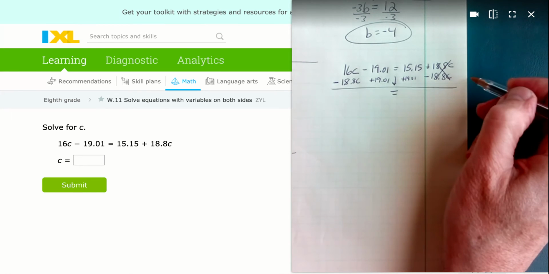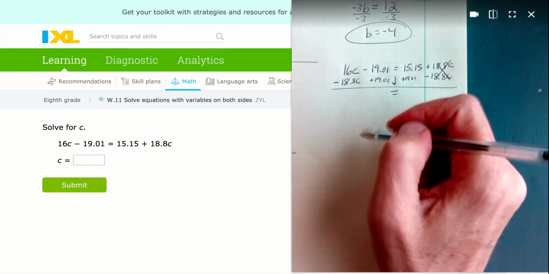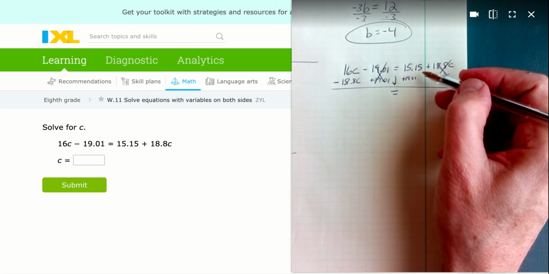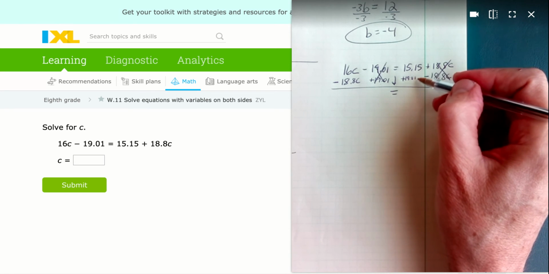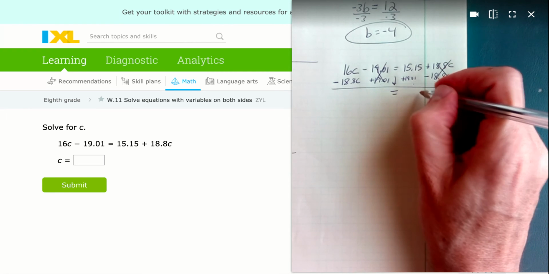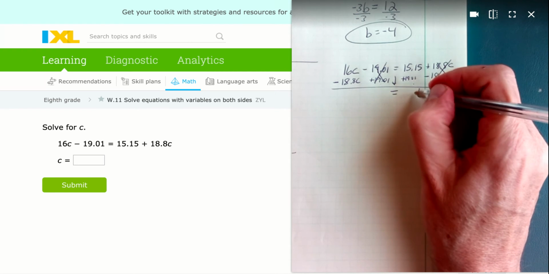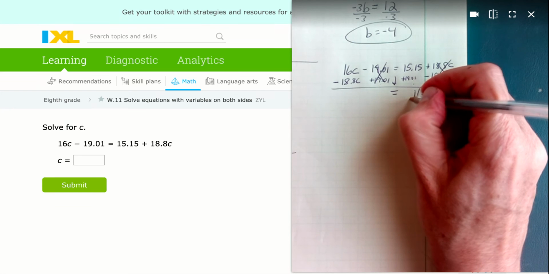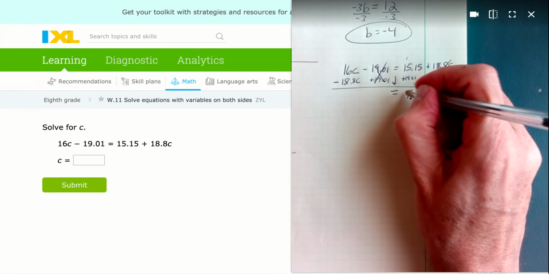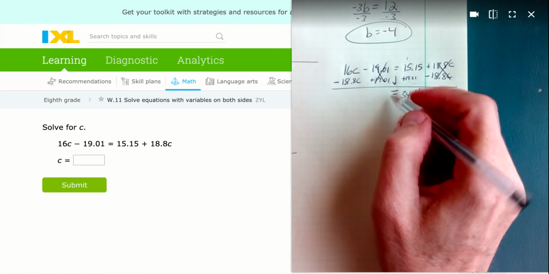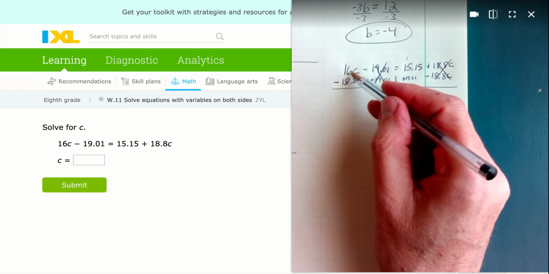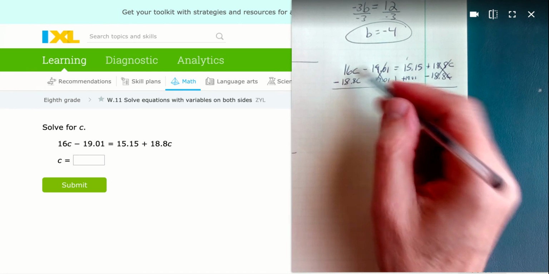Those c terms on the right cancel. The non-c terms on the left cancel. So then I just have this 15.15 added to the 19.01. So 5 and 1 is 6. 1 and 0, 0. Watch my decimal. 4 and 9 is 14. Carry the 1. 1, 2, 3. So I get 34.16 equals, now be careful here, negative 18.8 plus the positive 16.